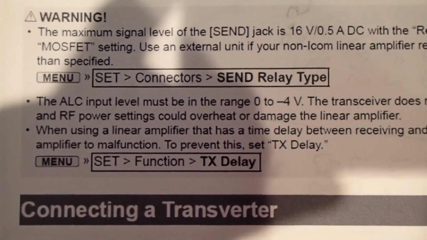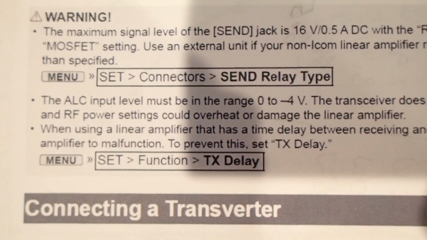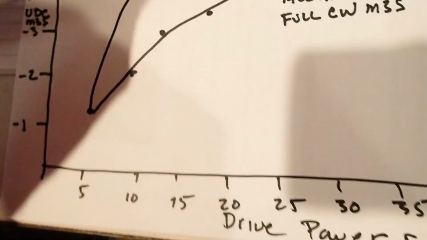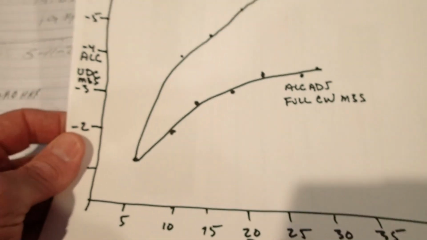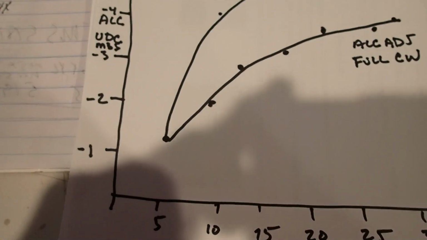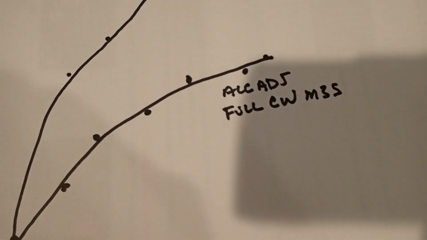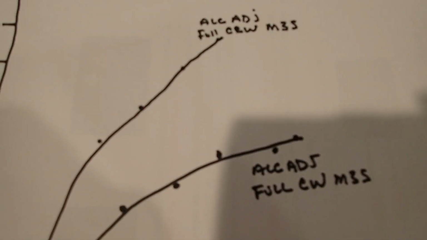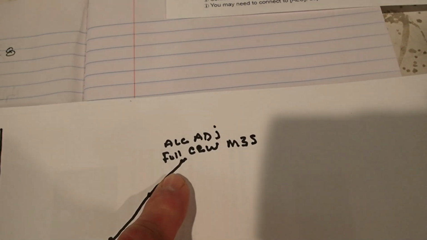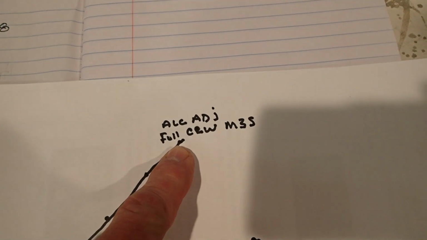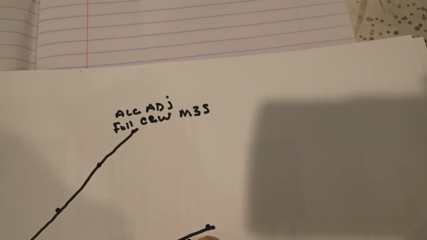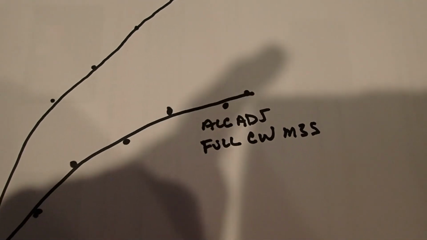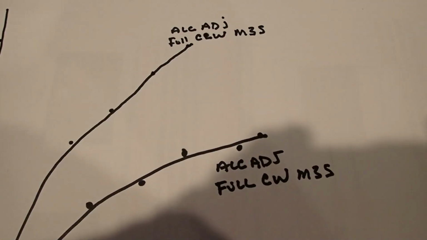So if you look at the 7760 advanced manual, it says that the ALC input level has to be in the range of 0 to minus 4 volts. What I did was I characterized the ALC output voltage for the pot at both fully counterclockwise and fully clockwise on the back of the Mercury 3S. And you actually get minus 7 volts when it's full counterclockwise, and you get a little over minus 4 volts when it's fully clockwise. So there's too much feedback going back to the 7760 from the Mercury 3S.